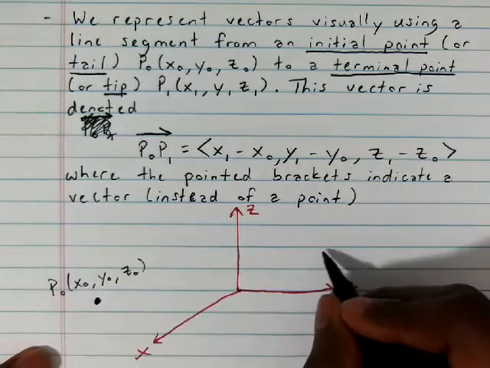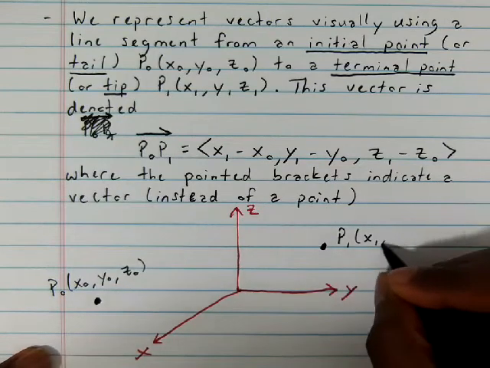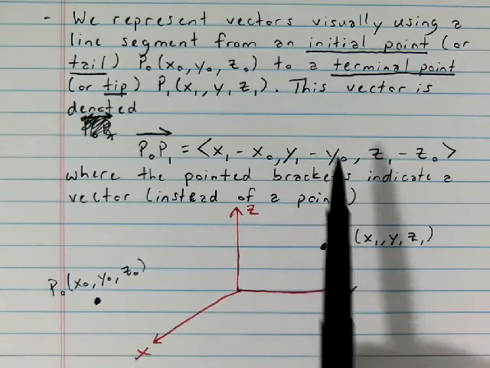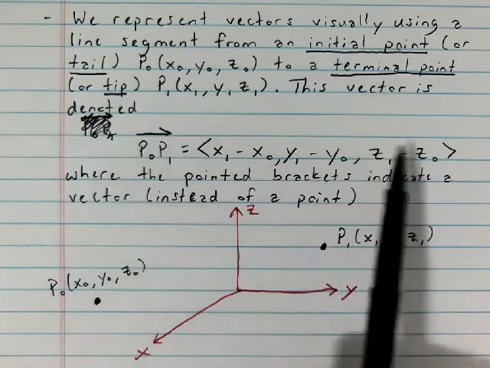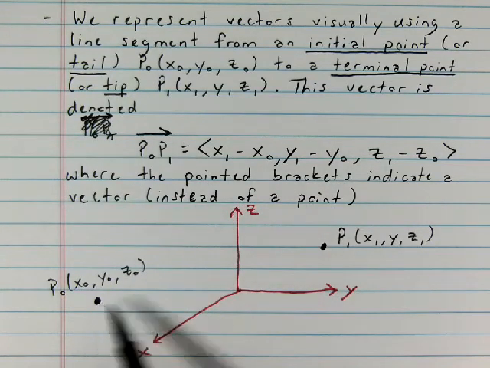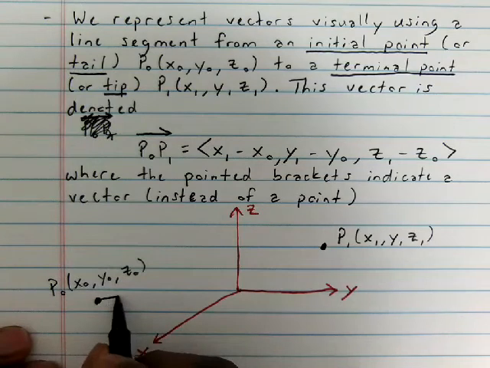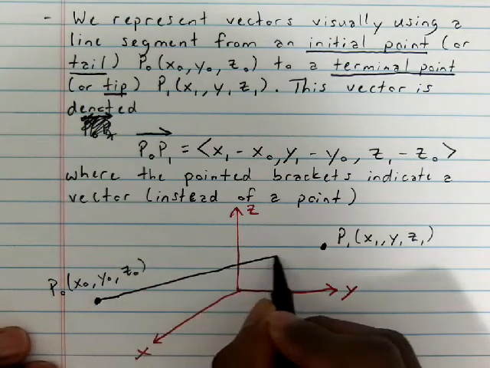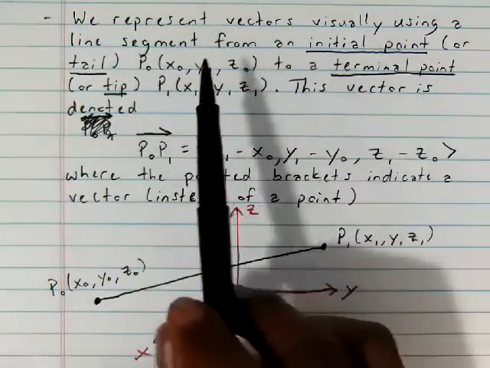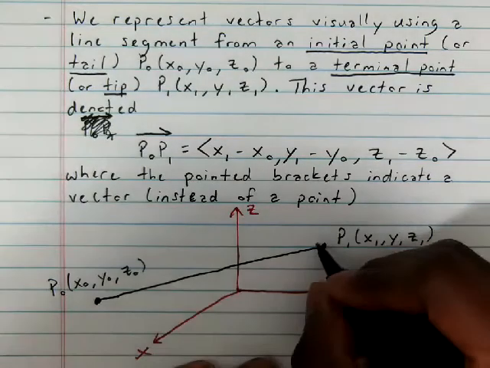And I put my point P1 right here. It has coordinates x1, y1, and z1. Now, according to the vector that we're discussing right here, it's important that we have that this is our initial point or our tail, and this is our tip. So what we're going to do is just draw a line segment from here to here. But then, because we have a line segment, we need to put an arrow at the end where our tip is.